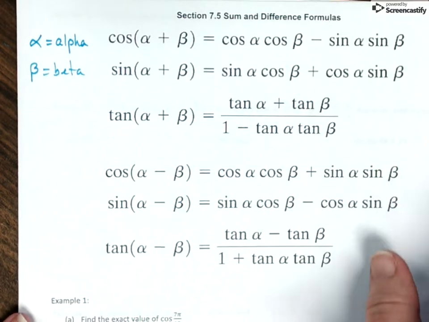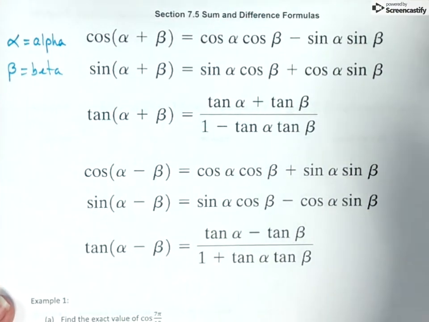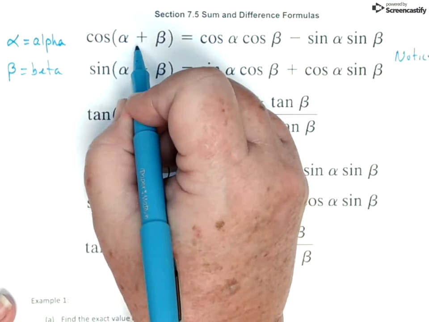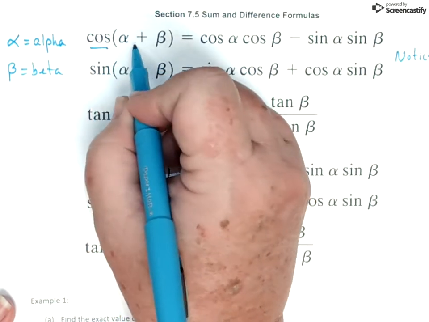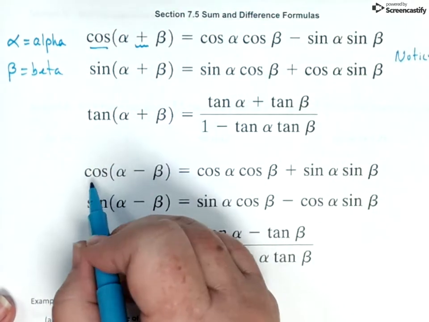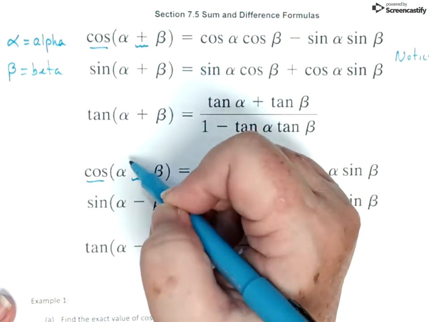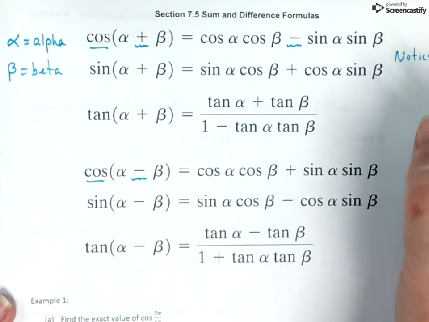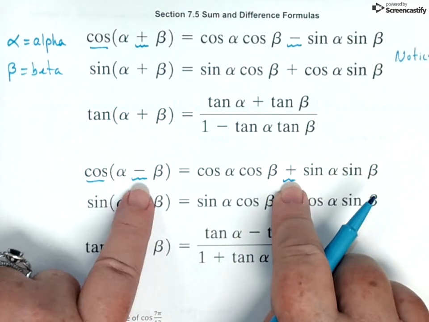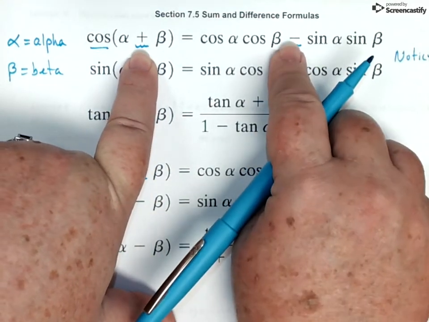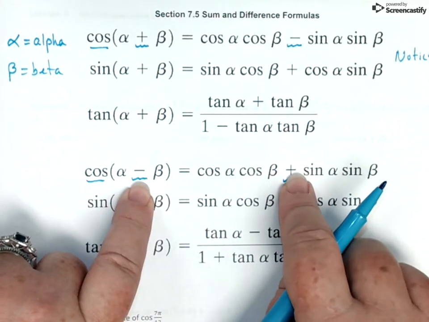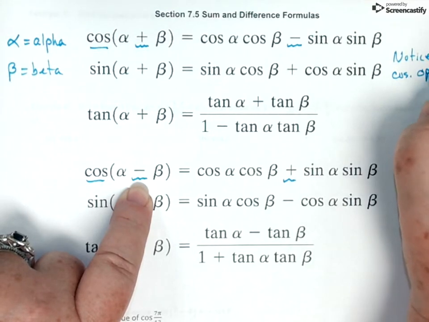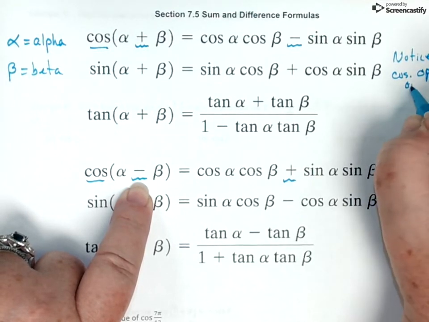The second thing I want you to notice is a couple of sign things that are very important. First of all, in every cosine formula where there's a plus sign or a minus sign, it doesn't matter. Every time you have a cosine problem, the formula that it's equal to has the opposite operation. So see how here it says plus, here it says minus, here it says minus, here it says plus. So notice that cosine is going to give us the opposite operation.